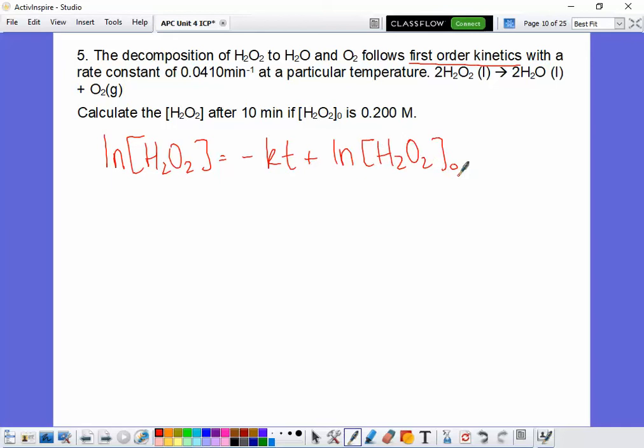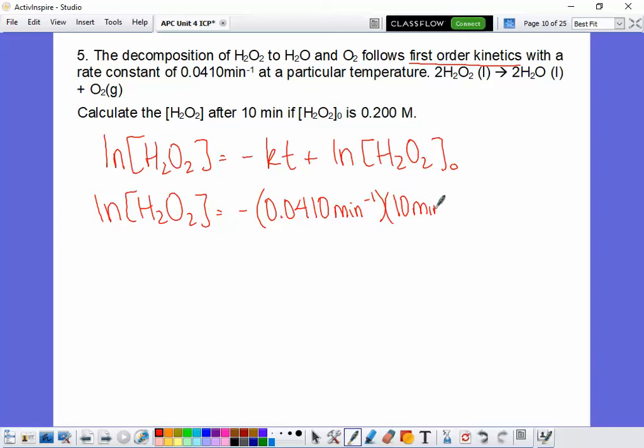And now let's plug in the information we know. We don't know this concentration because that's what we're solving for. So that's going to stay as natural log of H2O2. What is my rate constant? 0.0410, and that's minutes to the -1. How much time has passed for this problem? 10 minutes. What if I gave you the length of time that has passed in something other than minutes? You need to convert it to minutes because you need it to match the units from the rate constant. And it's easier to convert the time to the proper unit than trying to convert the rate constant to the proper unit.